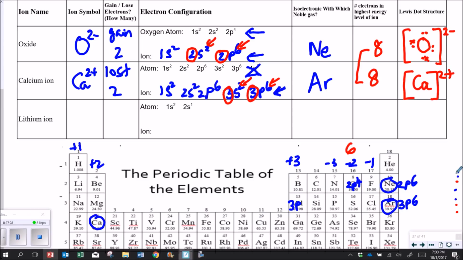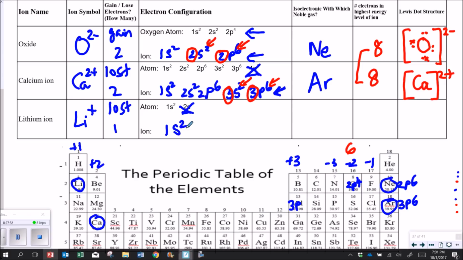Finally, let's look at lithium. Lithium is over here. So it has a charge of +1. So lithium plus, which means that it lost 1 electron. So if it loses from the highest energy level, it will lose from energy level number 2, 1 electron. So the whole 2s level will go. So we just are left with 1s2.